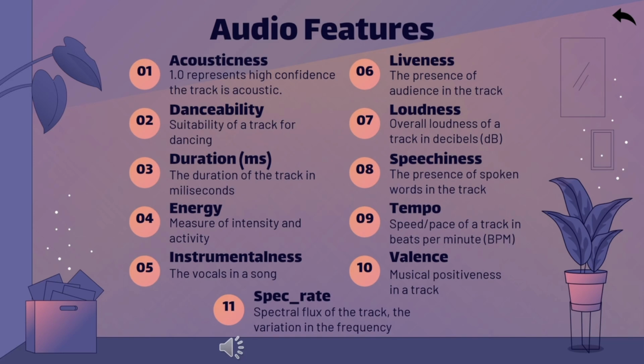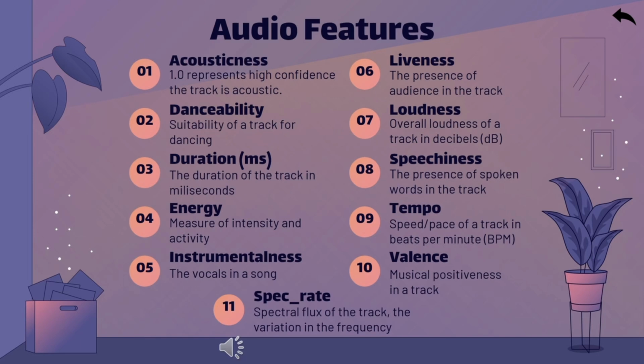Next is the tempo. It is the speed or pace of a track in beats per minute. And the second last feature is valence. Valence is the musical positiveness in a track. The valence value will range from 0 until 1, where songs with valence value closer to 1 are likely to be positive songs such as happy songs or energetic songs.